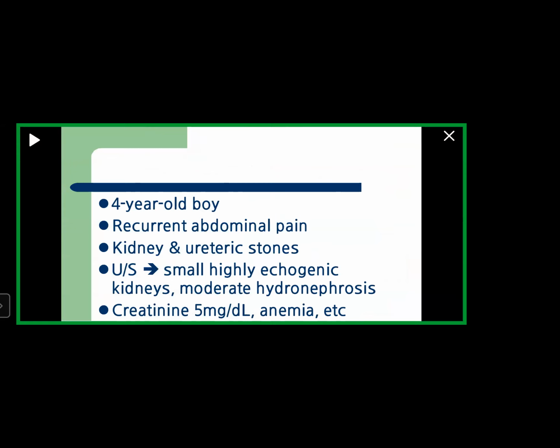We can start with this scenario, a real patient we had. He was a 4-year-old boy with recurrent abdominal pain, bilateral kidney and ureteric stones, ultrasonography showing small, highly echogenic kidneys and moderate hydronephrosis, and a serum creatinine of 5 milligram per deciliter, anemia, and other features of advanced CKD.